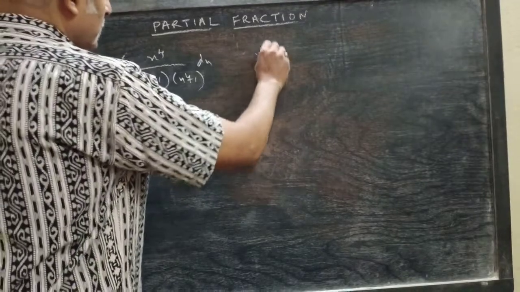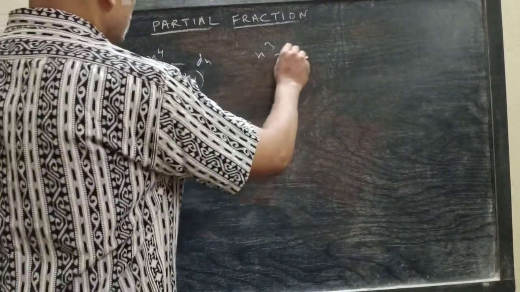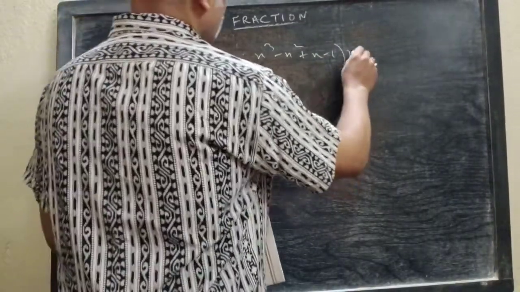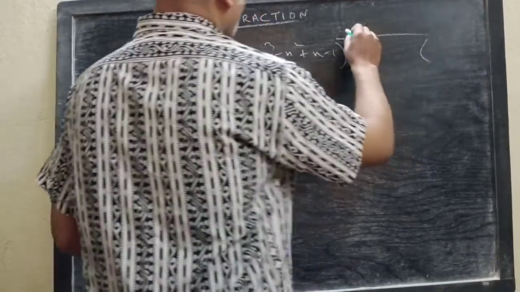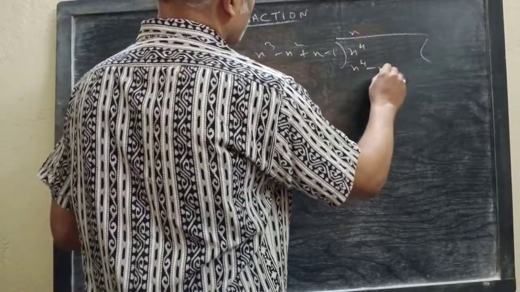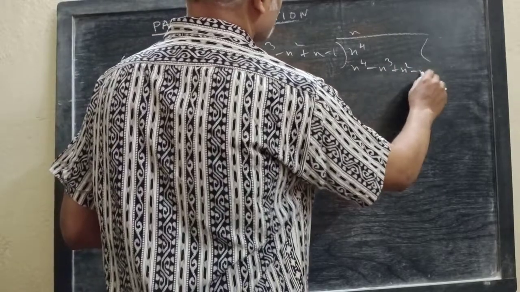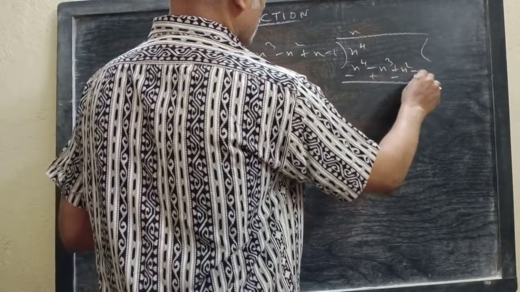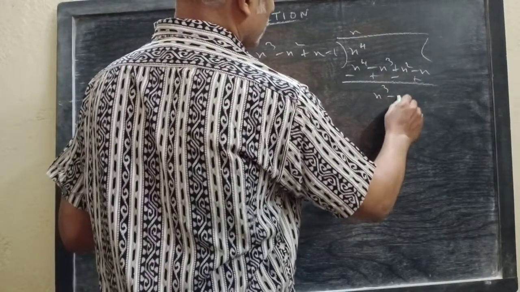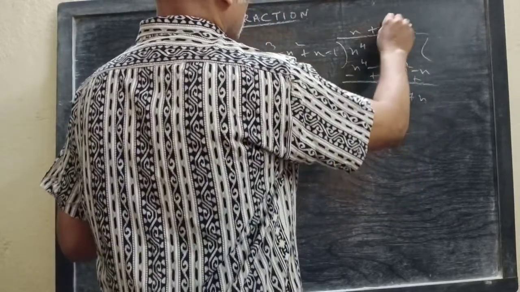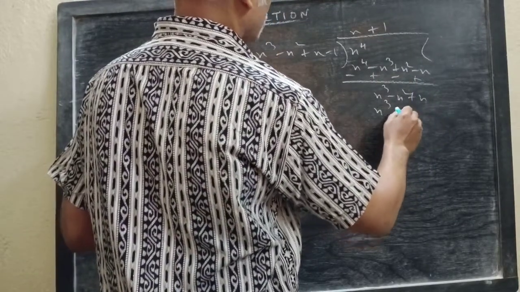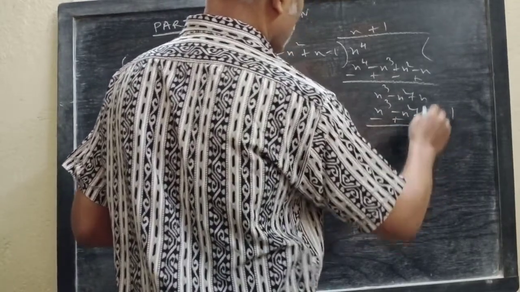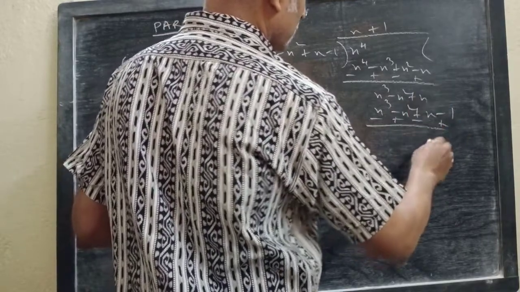Multiplying these two, we get x cube minus x square plus x minus 1. By this we have to divide x to the power 4, x times. So x to the power 4 minus x cube plus x square minus x. Changing signs, this is x cube minus x square plus x. Plus 1 times x cube minus x square plus x minus 1. Changing signs, things cancel, and 1 is the remainder.